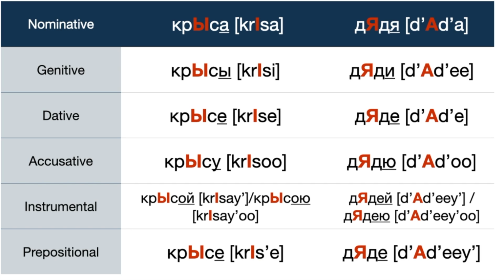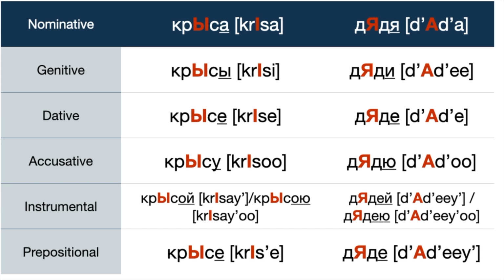Dative, крысе. Accusative, крысу. Instrumental. Here 2 endings are possible. Крысой, крысою. Prepositional, крысе.